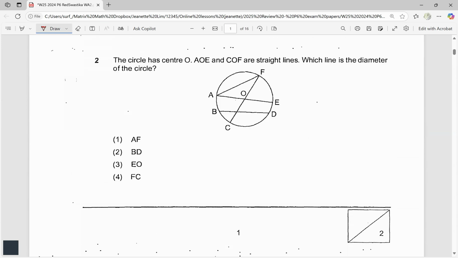Question 2. The circle has center O, AOE and COF are straight lines. Which line is the diameter of the circle? Okay, so the diameter has to pass through O. So choose a line that will cut through O. Firstly, AF, no, AF will not cut through O. BD is also not cutting through O. E to O is actually the radius, not the diameter. Lastly, FC cuts through O. So FC is the diameter.